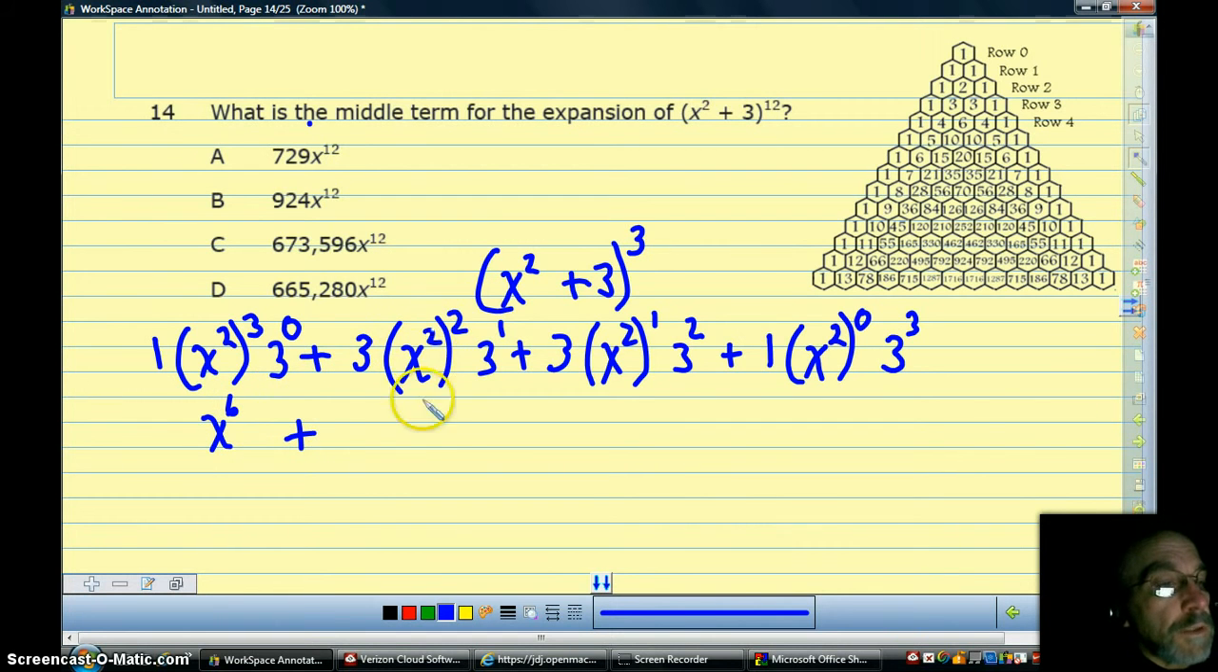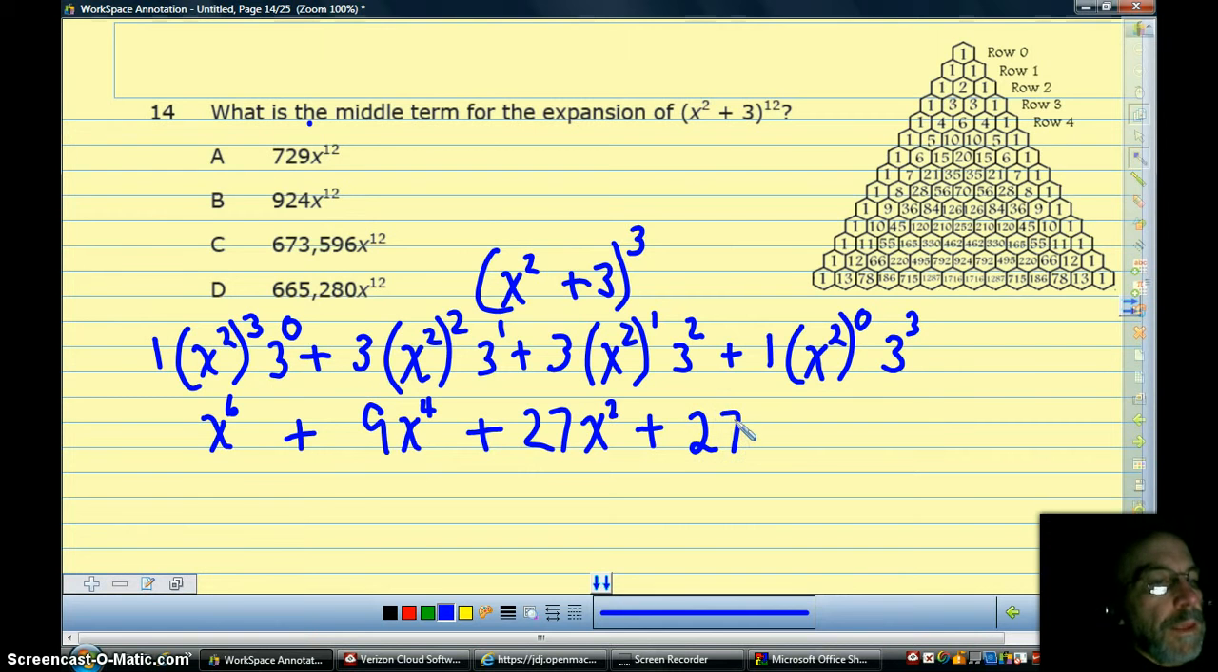X squared squared is x squared to the 4th. I mean x to the 4th. The 3 here times 3 to the 1st, so that's 3 times 3 is 9. X squared to the 1st is just x squared. 3 squared is 9. Times 3 is 27. X squared to the 0 is 1, so that disappears. This 1 also disappears. We don't need it. 3 to the 3rd is 27. So x squared plus 3 to the 3rd is x to the 6th plus 9x to the 4th plus 27x squared plus 27.